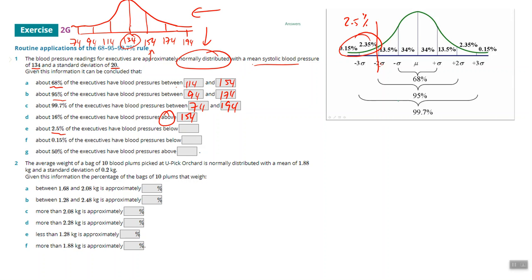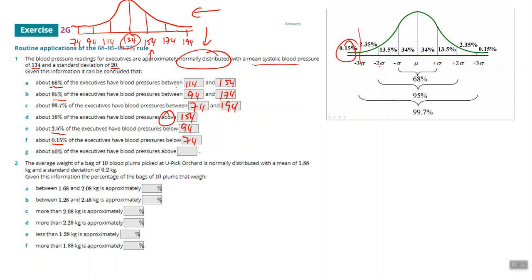Okay, so it's below 2 standard deviations. We're going to look back at our chart. 1, 2, that's a blood pressure of 94. So it has to be below 94 for the percentage of people that will have blood pressures below 94. About 0.15% have blood pressures below, okay, 0.15. We just go one standard deviation lower, so that's 0.15 there. So this would be 74.